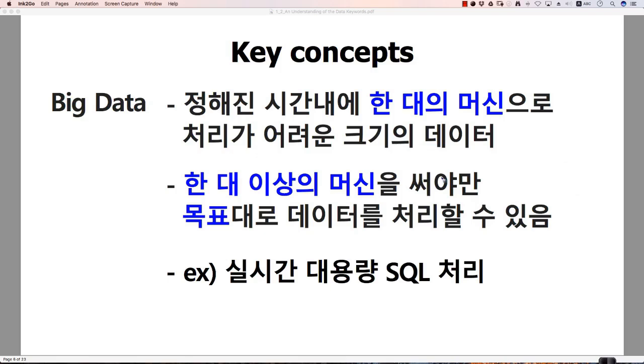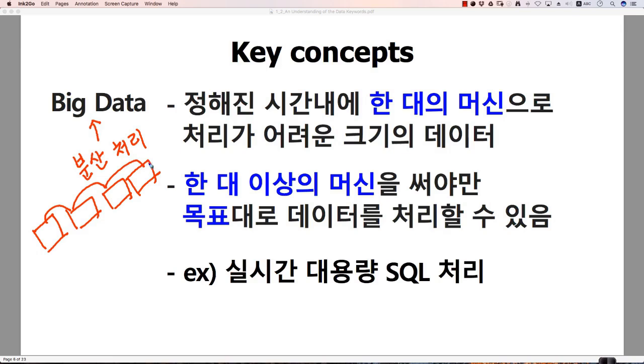But why exactly do we call this big data? Well, this is because the concept of big data includes not only the size of the data, but also the concept of distributed processing. Since the data is too large to be processed by a single computer or machine, it is divided and processed across multiple computers. Typically about 10 or 20 computers execute queries simultaneously by dividing the tasks among them. These are what can be referred to as big data.